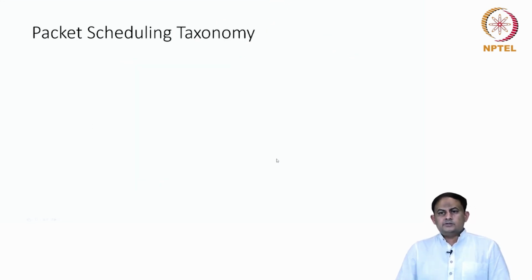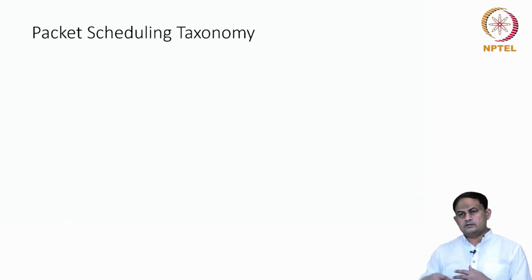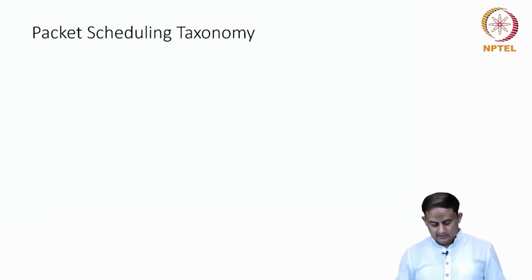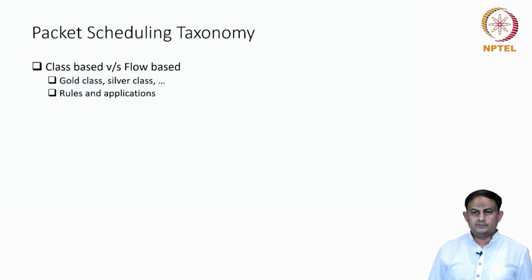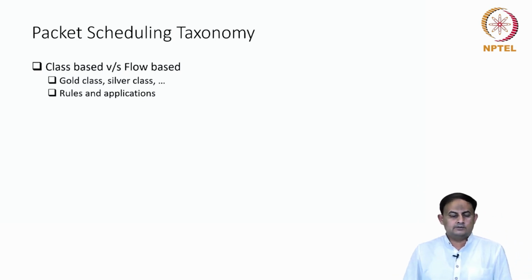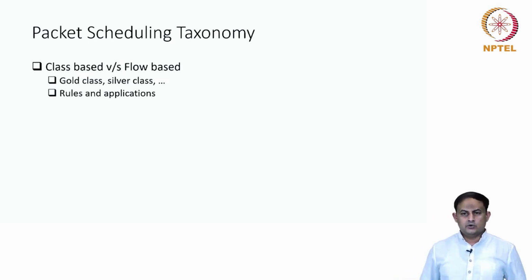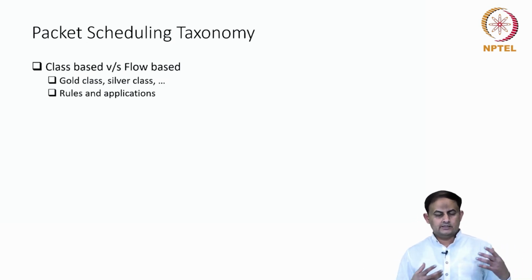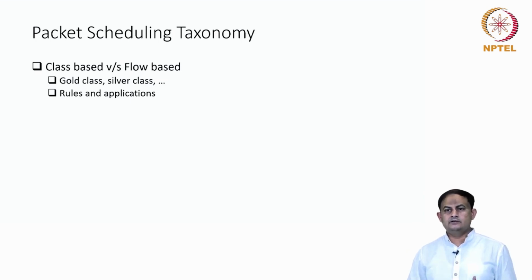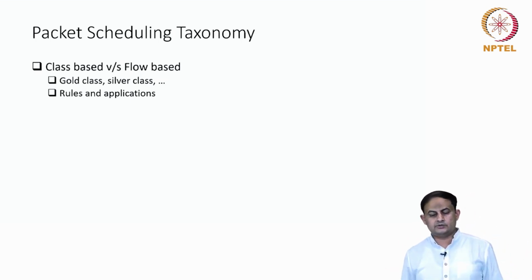So, there are a bunch of scheduling algorithms available. These scheduling algorithms are broadly classified into different categories. One is called the class based scheduling algorithms and the other the flow based scheduling algorithms. So, the difference is the following. In the class based scheduling, you assign a class or a label to the end user traffic.